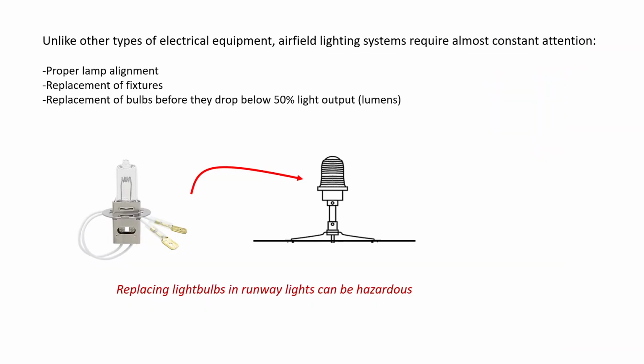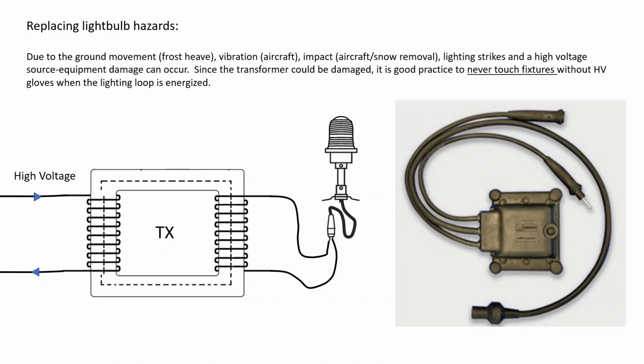Replacement of these bulbs, remember, could be hazardous when you go to put the light bulb back into the fixture. Due to ground movement, frost heave, vibration, impact of aircraft, snow removal, lightning strikes, a high voltage source, anything, equipment damage can occur. Since the transformer could be damaged, it is good practice never to touch fixtures without high voltage gloves when the lighting loop is energized, as in B1 to B5.